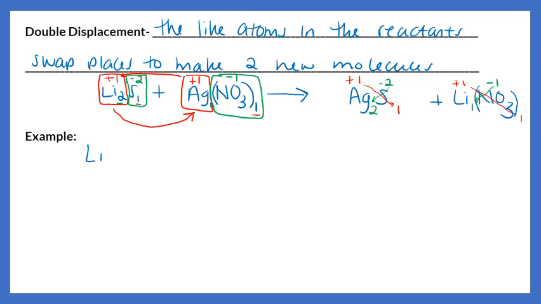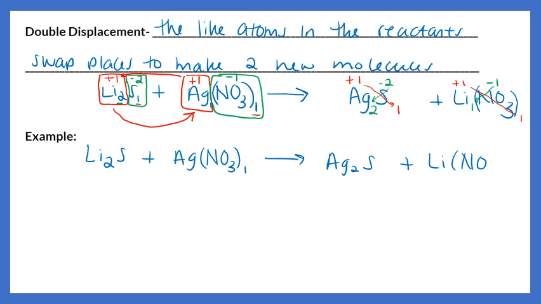Okay, so let's rewrite this. I have Li2S plus AgNO3 creates Ag2S plus LiNO3 with the 1 outside. Good. Okay, and now we balance.